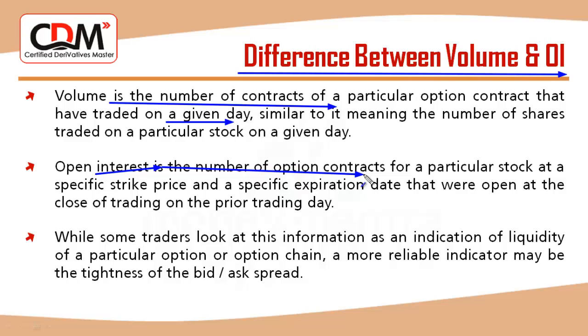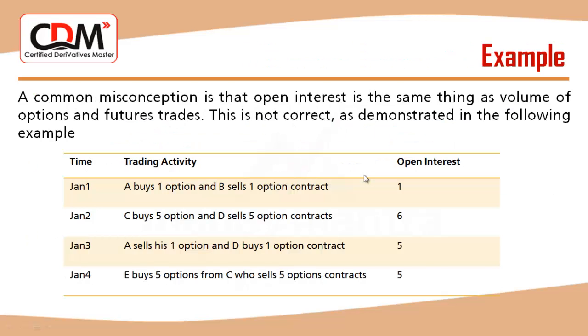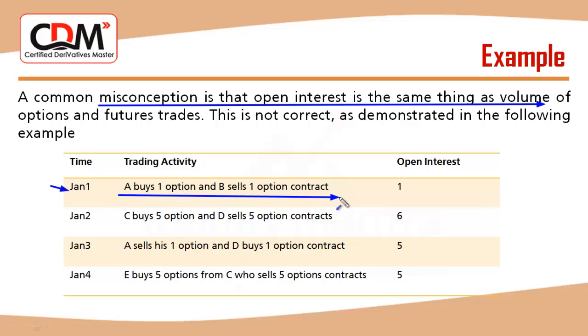Now let's understand open interest in a simple way. I'm sure it is a bit complicated here, so let's understand it with an example. Generally people have a misconception that open interest is the same as volume, but it is actually not. Suppose on January 1st trader A buys one option contract and trader B sells one option contract. So the total open interest in the market is how much? That is 1.